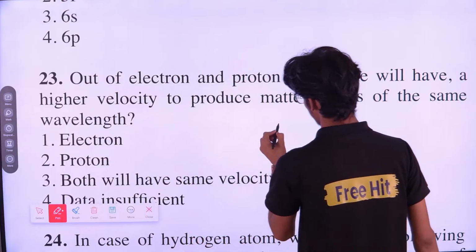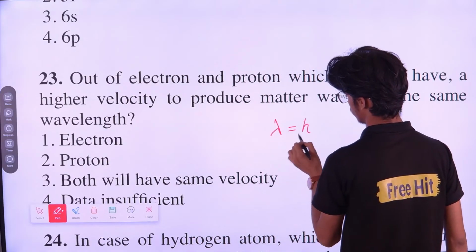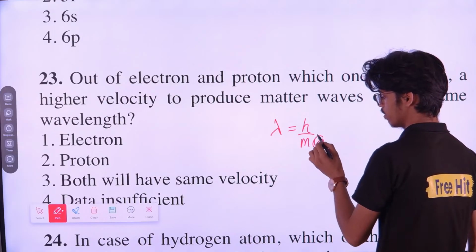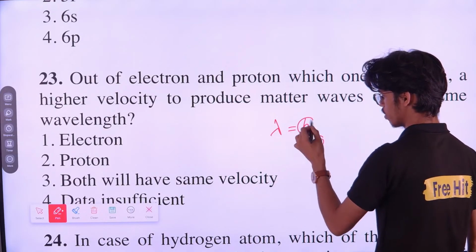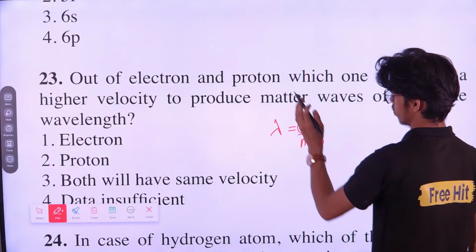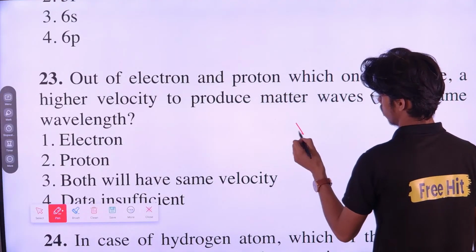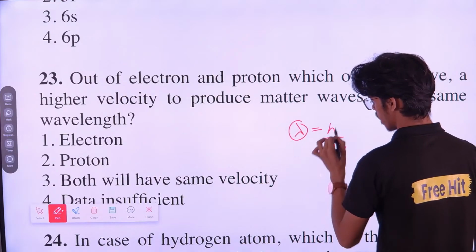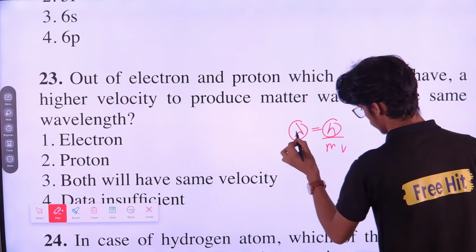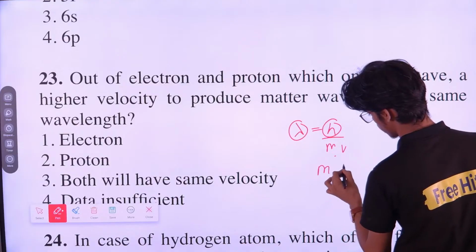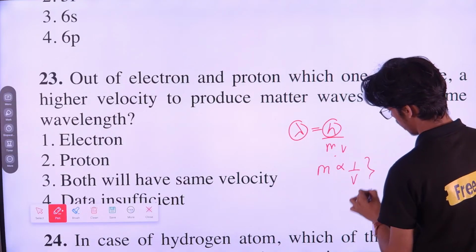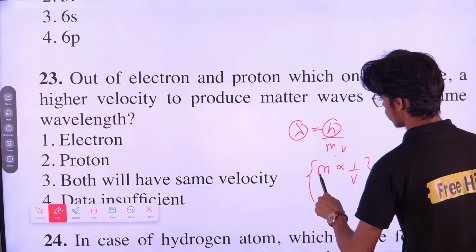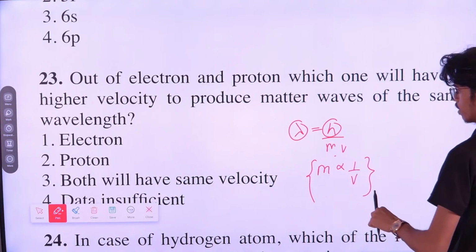We know lambda is equal to h by mv, right? Now, we want the velocity to be same for both the electron and proton. We want the wavelength to be same. H is already same. It means if we take m on that side, m is inversely proportional to v. Whoever has the highest velocity should have the lowest mass, or lower mass, higher velocity, okay.